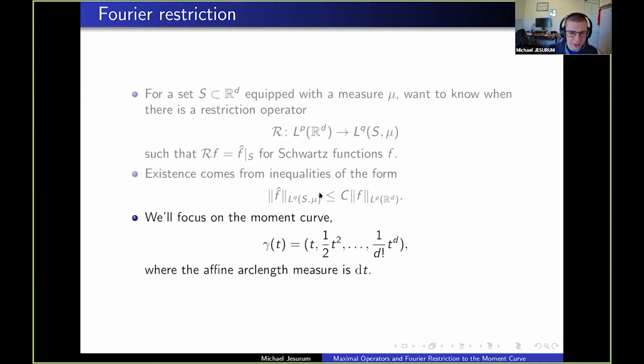Okay, and our surface today will be the moment curve, which is, up to constants, t, t squared, up to t to the d. This is the nicest example of a curve in R^d you can look at. The affine arc length measure is just dt. So not much you have to worry about with the curvature there. And that turns out to be a good thing in Fourier restriction.